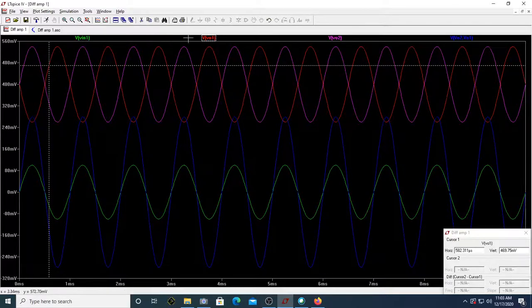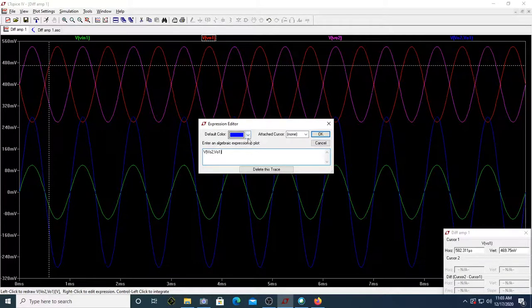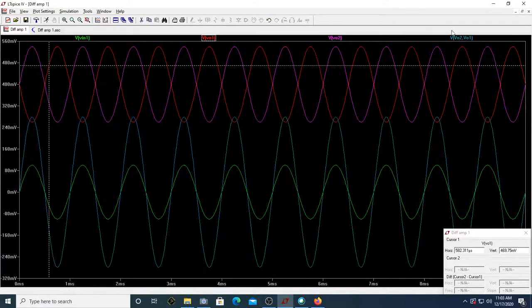You can see V01, V02 are the two single-ended output voltages, whereas the blue one, let me make it a different color, is actually a differential voltage, which is a pure AC signal. But of course, the input is also pure AC.